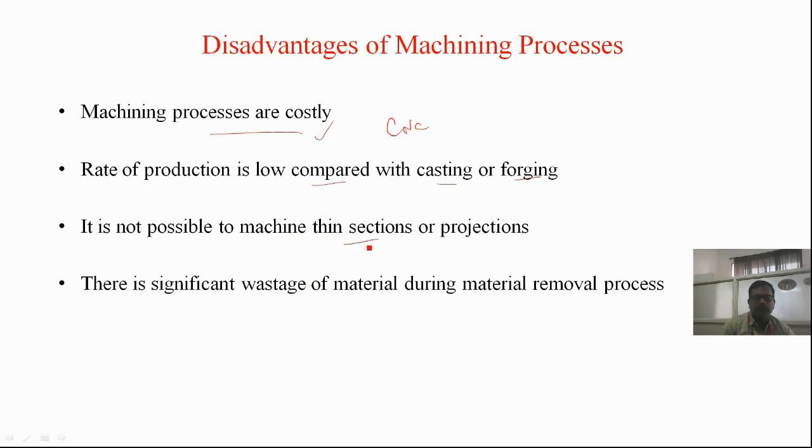So again there is a drawback: very thin sections cannot be machined. There is also significant wastage of the material during the metal removal process. In order to get to the required size, either in the dimension, the cross section or the length, we remove material. That means the dimension is made smaller during metal removal in the form of chips. So that is going to have a lot of wastage.